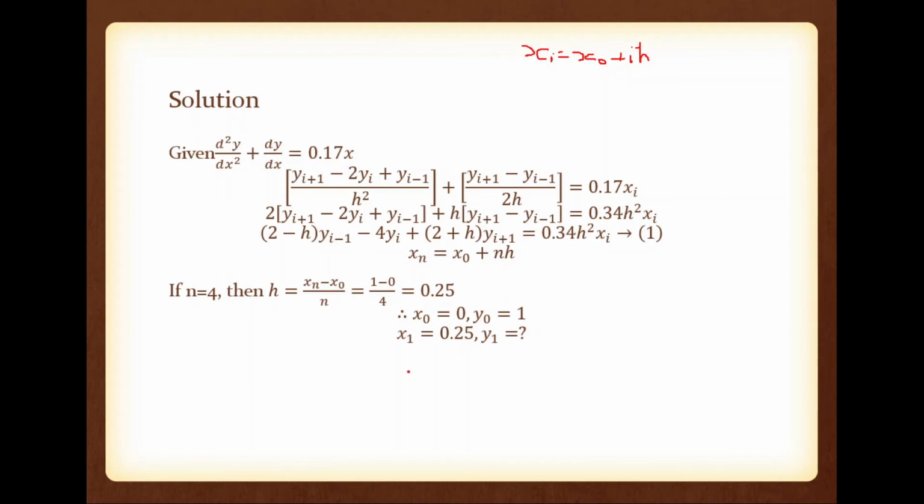Now what is the next one? x2 is equal to 0.5 and the corresponding y value we have to find. What is x3? x3 is equal to 0.75 and the corresponding y value we have to find. Now x4 is equal to 1. So please note, y of 1 equal to minus 1 means this point is given. That means x4 equal to 1 and the corresponding y value y4 is equal to minus 1.